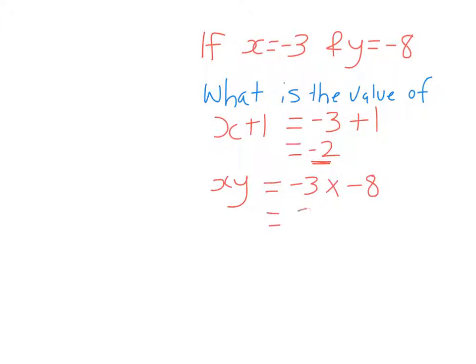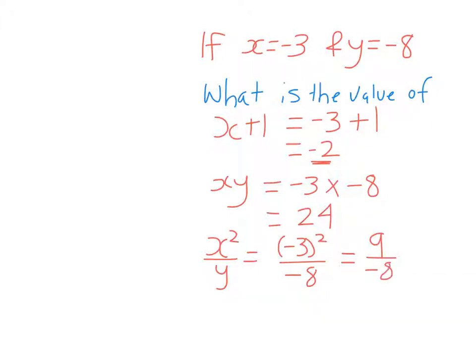3 times 8 is 24. Both numbers are negative, so the answer is positive. If I have something like x squared over y, that's a tough one. So on top we have x squared divided by y. As I said to you before, whenever you square a negative, you always get a positive. So minus 3 squared is positive 9, and on the bottom is minus 8. So 9 over minus 8, you can leave it as a fraction just like that.